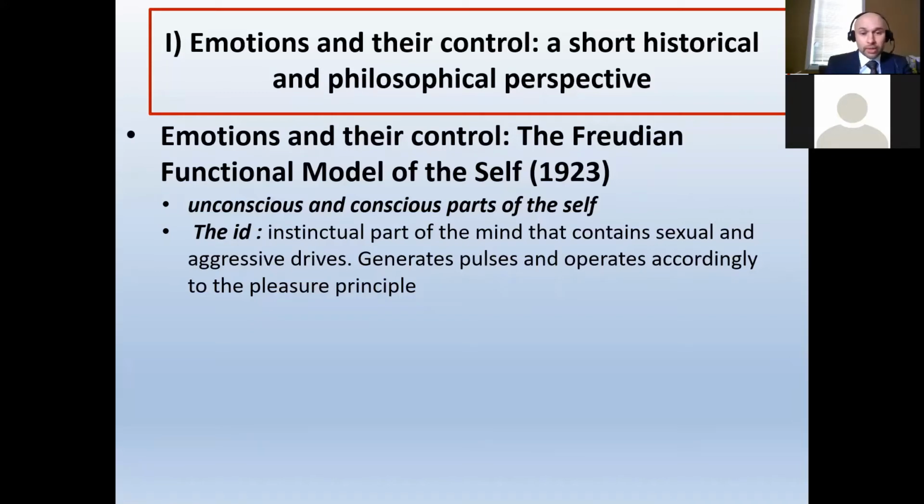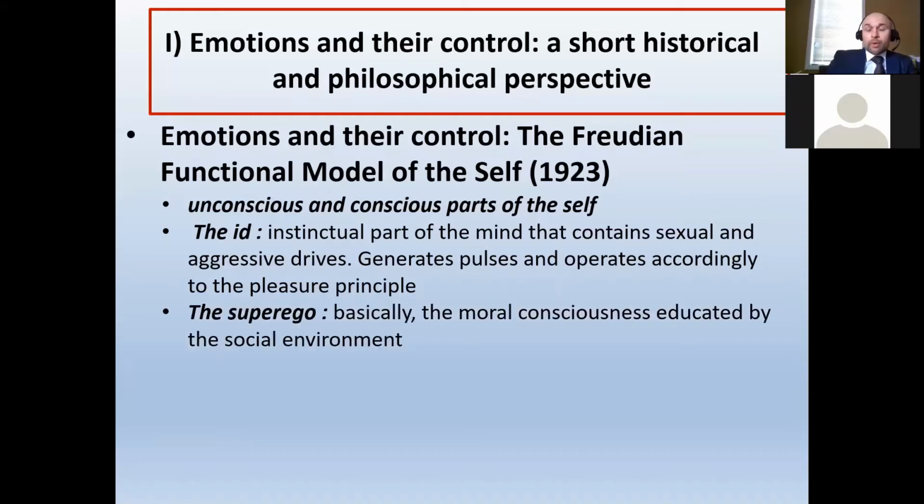So the id, according to Freud, is driven by the principle of pleasure and will avoid displeasure. Okay, so this id in the Freudian model is unconscious. Then you have the superego. Basically, it's the moral consciousness, and according to Freud, it's educated by the social environment with rules, what your parents are teaching you, etc.